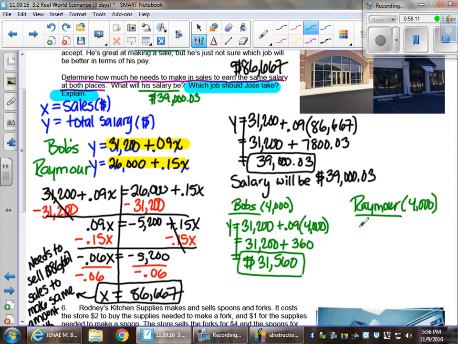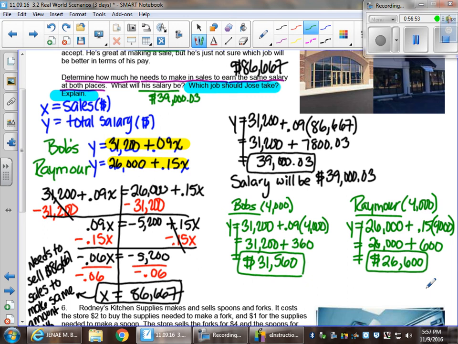Let's try. So Raymore would be this equation. So y equals 26,000 plus 0.15 times 4,000. How much does he make there? I'll bring down the 26,000. And then in my calculator, 0.15 times 4,000 is 600. So 26,000 plus 600 would mean he makes $26,600.